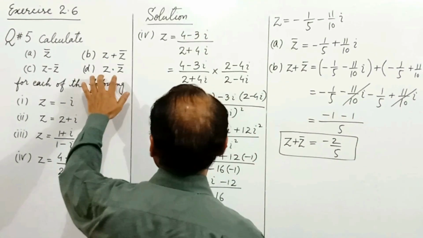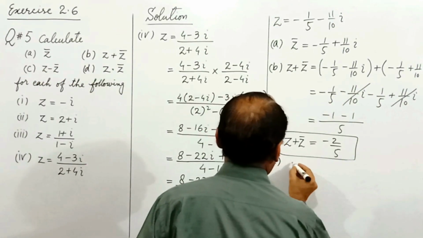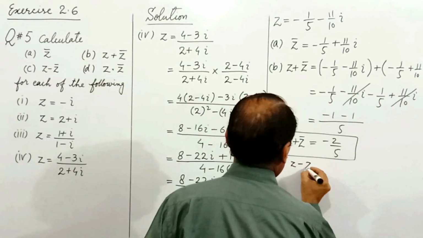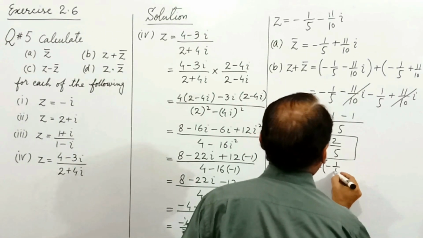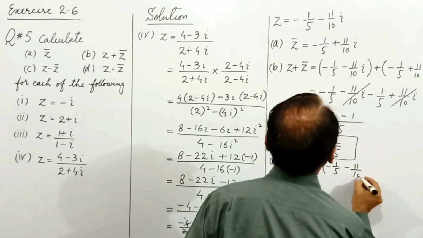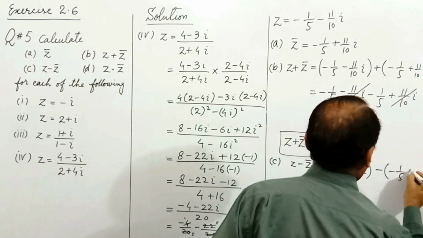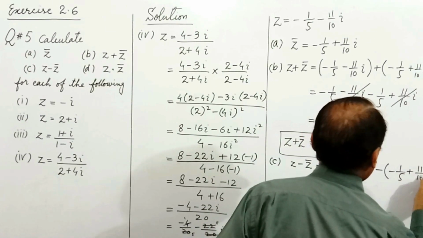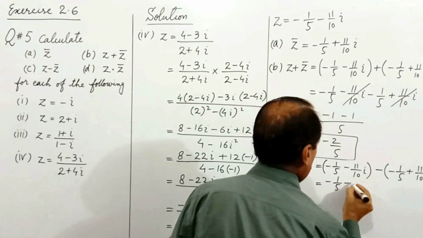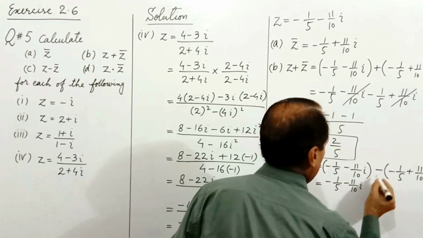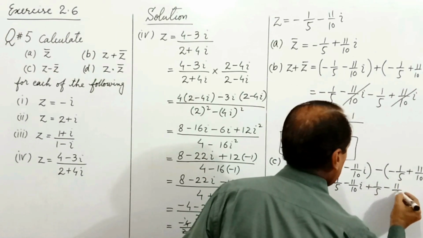In part C, we are required to find out the difference of the complex conjugate, and that is Z minus Z bar. We put the values: minus 1 over 5 minus 11 over 10 iota minus minus 1 over 5 plus 11 over 10 iota. We open the brackets, and we get minus 1 over 5 minus 11 over 10 iota plus 1 over 5 minus 11 over 10 iota.